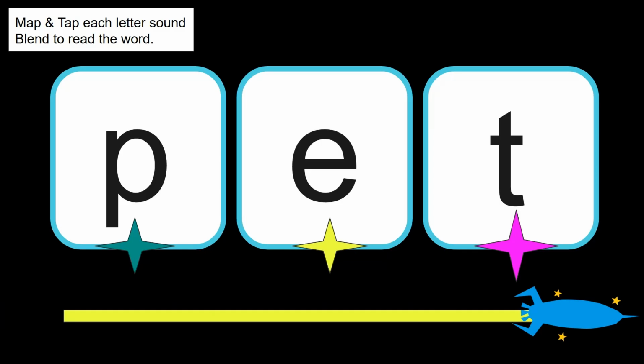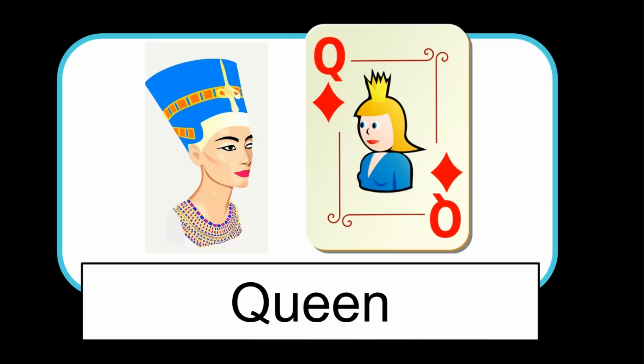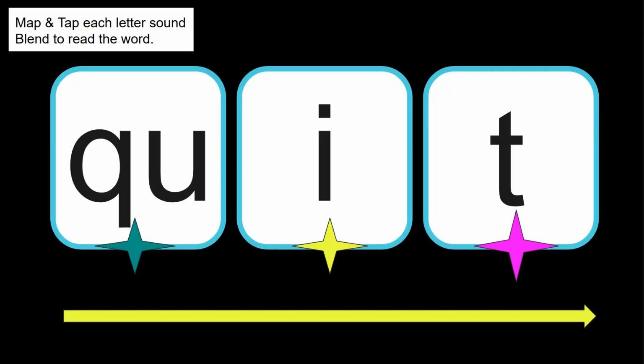Great job. Next, we have the letter Q. Q. Remember, this always goes with U. So let's find an example here. Just like in the beginning of the word queen, we have that qu sound. Qu. Now let's decode. Qu-it. Quit. Great job.